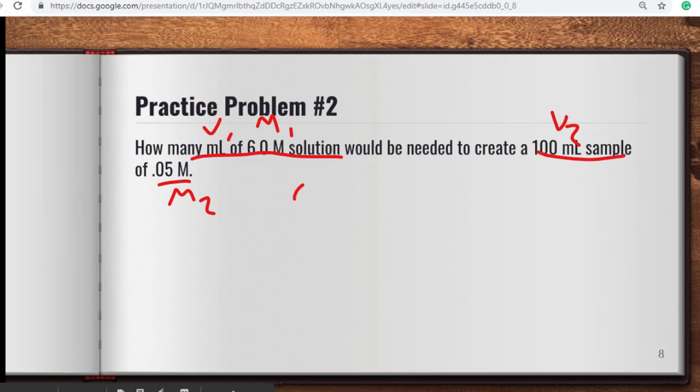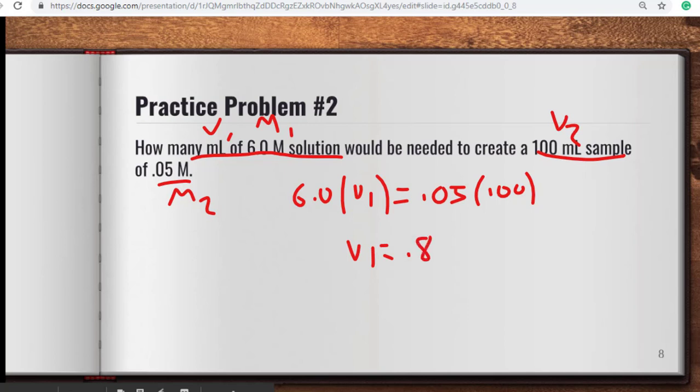and solve. So in this instance, 6.0 M1 times V1, which is our unknown, equals 0.05 times our V2, which is 100. Okay? So we just need to isolate V1 by itself. So we're going to take 0.05 times 100, and we're going to divide that by 6. And the number of milliliters that we need, V1, using correct significant figures, so we're going to have 2 in our answer, is 0.83 milliliters. There you go. All right.